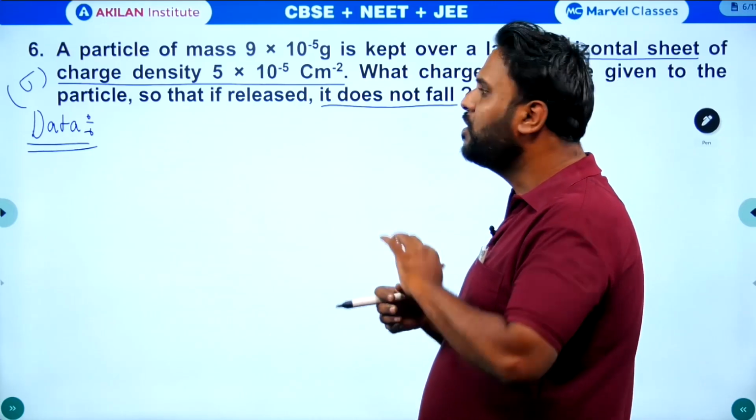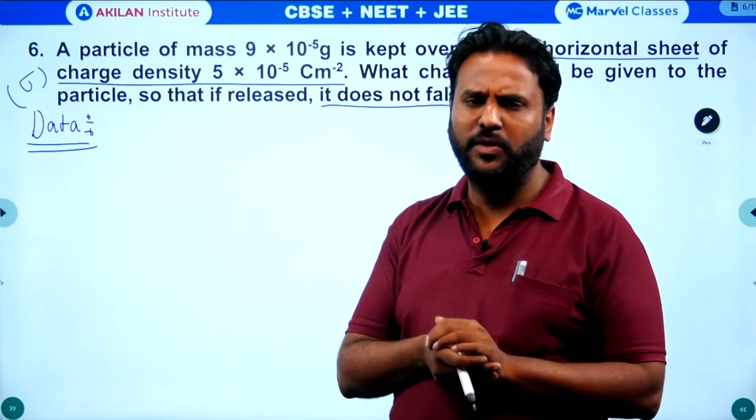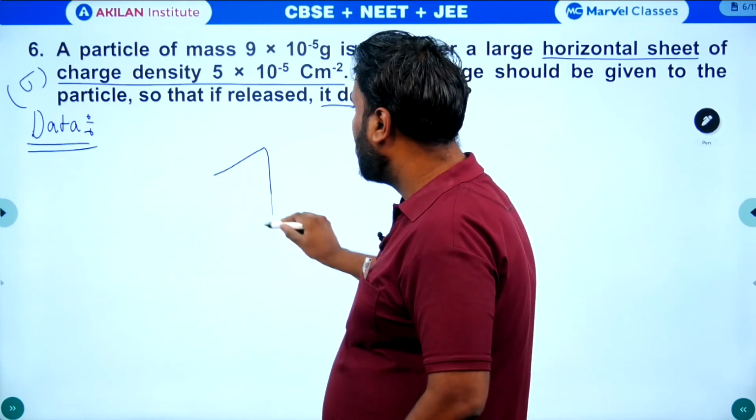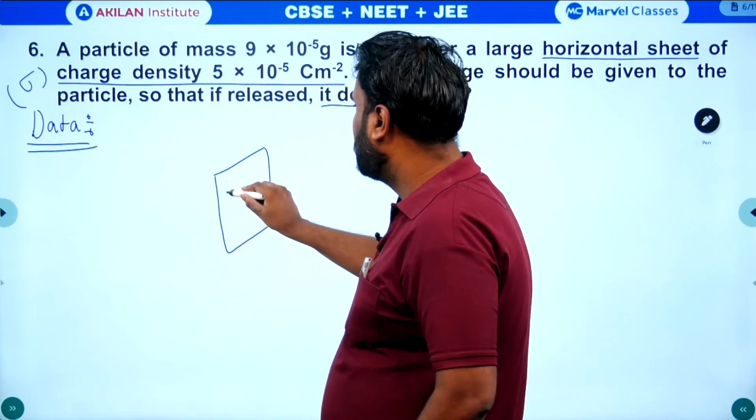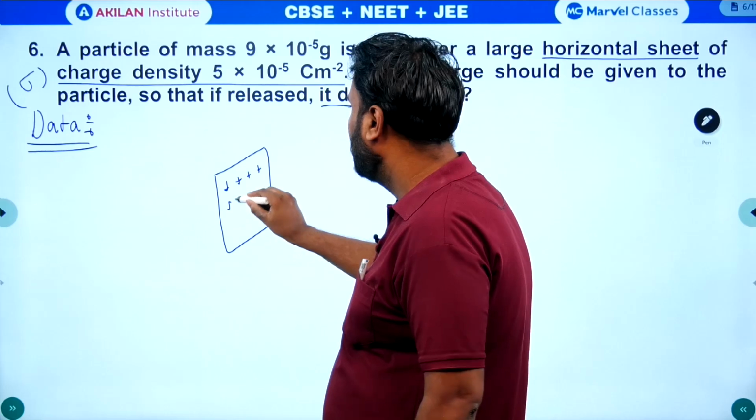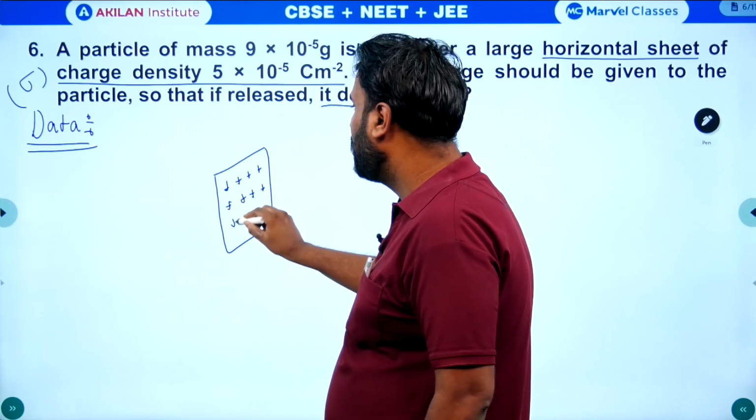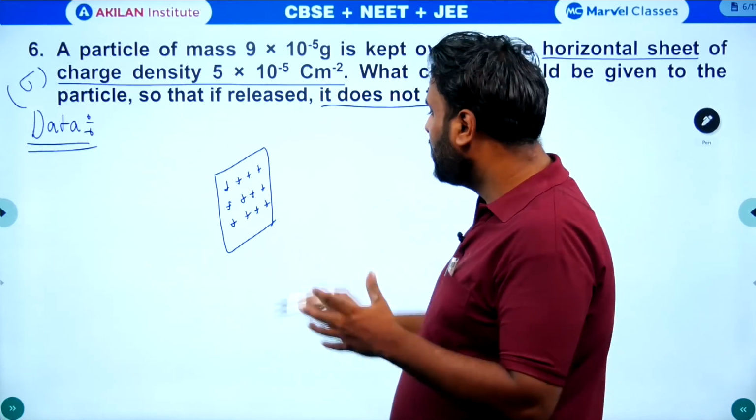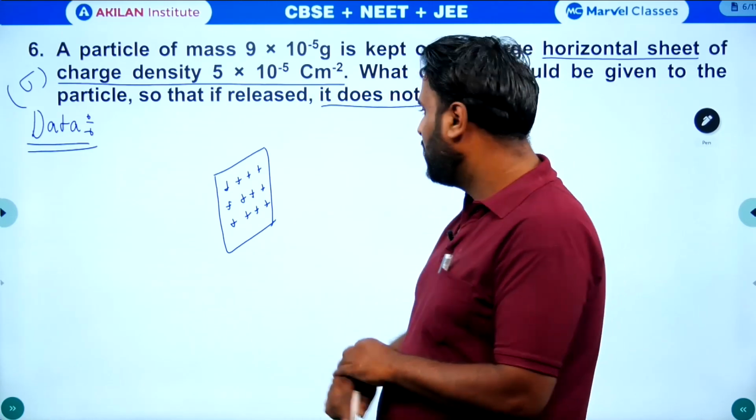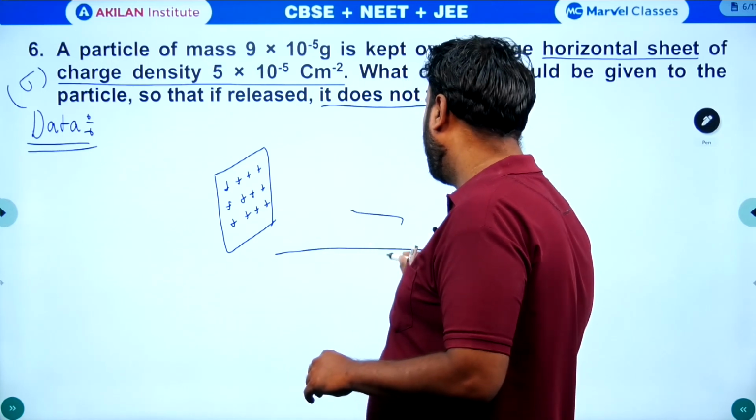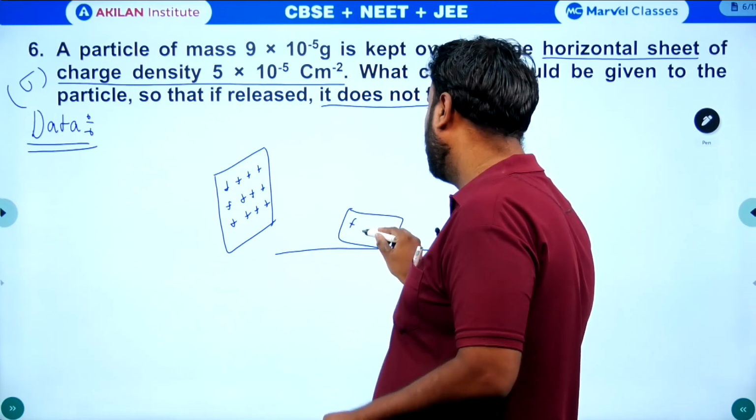The force will be acting in the downward direction. You know very well about Newton's second law. This is a normal charged plate, a positive charge. First I am explaining the concept of this problem. Please listen. This is a very important problem, a repeated question. So this is a normal charged plane sheet, placed horizontally here.